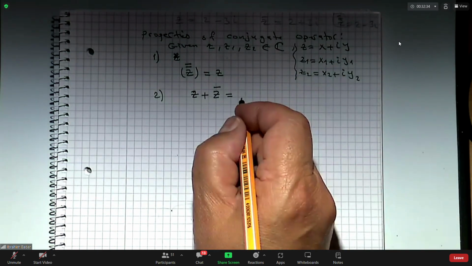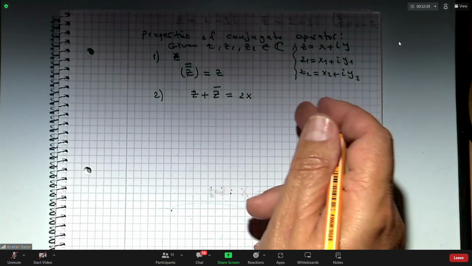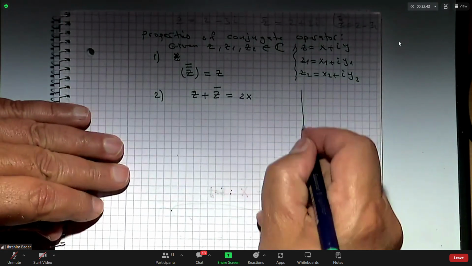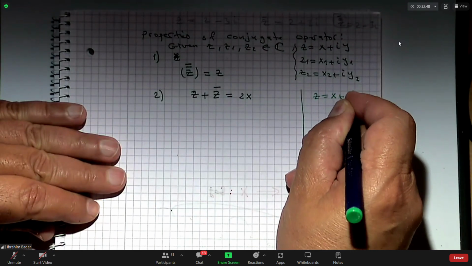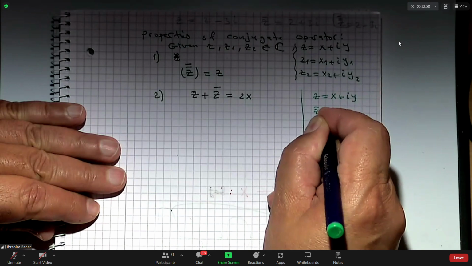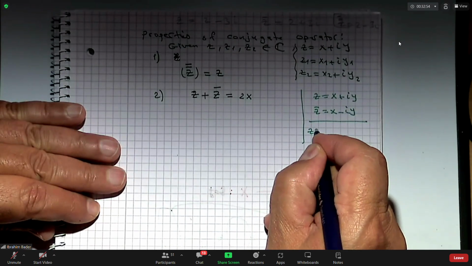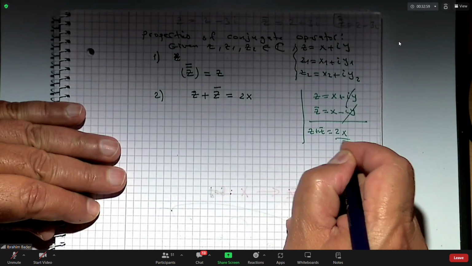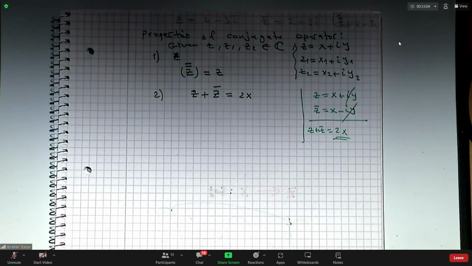Okay, so here what do we have? 2x. Let's just do it here with green, to the right. I will be having z equals x plus iy, z bar equals x minus iy. So if you add them up, the imaginary parts will cancel out and you end up having 2x, which is what the rule is saying actually, right?